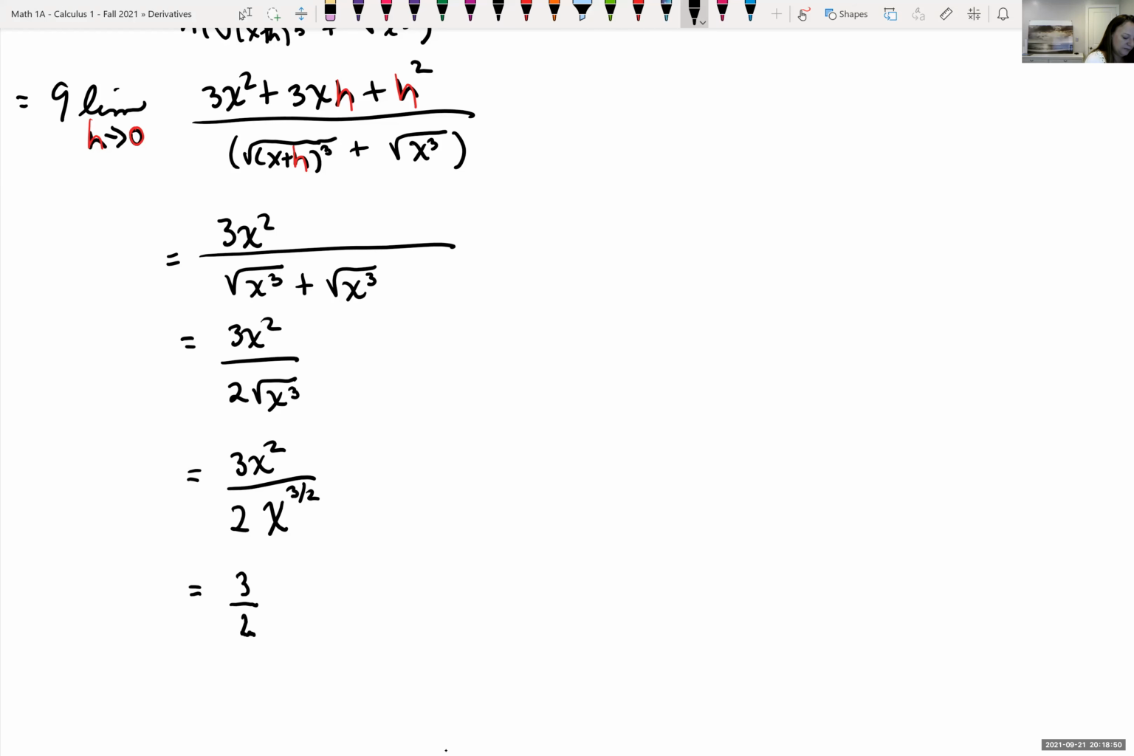Whoops, I need to go back because I noticed that I dropped my 9 here. I still have this 9 out here. Once I took that limit, I should still have this 9 out here. But 9 times that 3 in the numerator is going to give me 27 there.